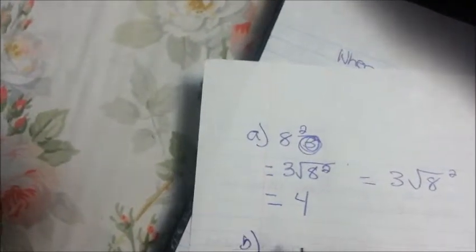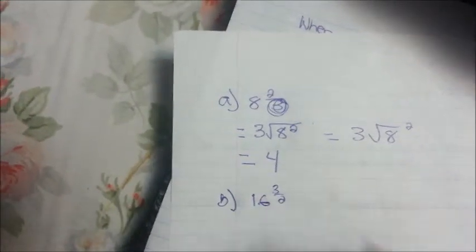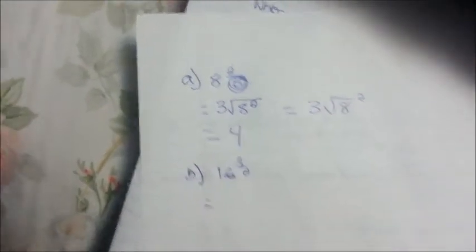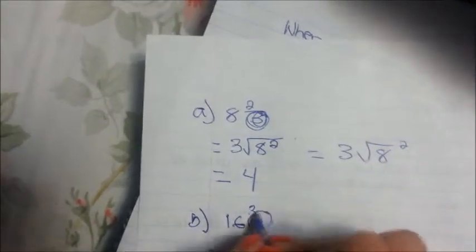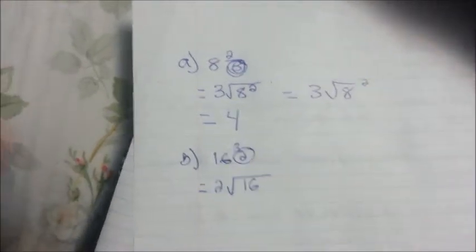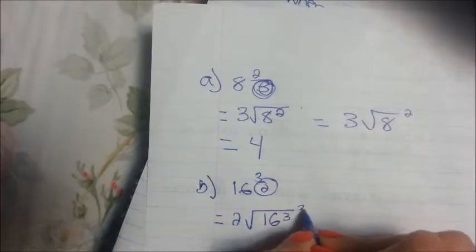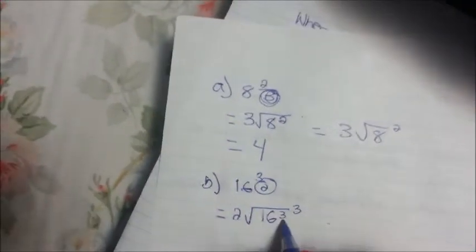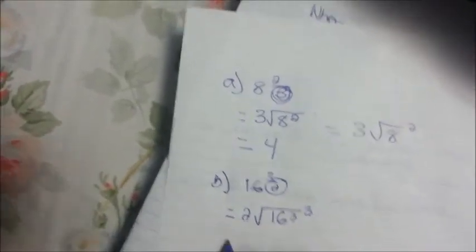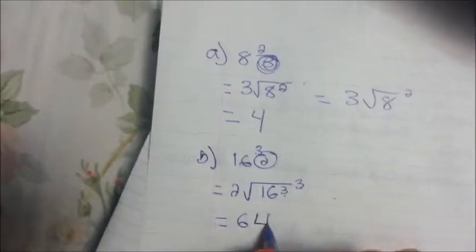Another example we can do is 16 to the power of 3 over 2. When you change this into radical form, you would put the denominator at the front, and then 16 as it is in the middle, and the 3 could go beside the 16 as an exponent or outside as an exponent. Either way, it doesn't matter. And when you evaluate that, you get 64, which is the answer.